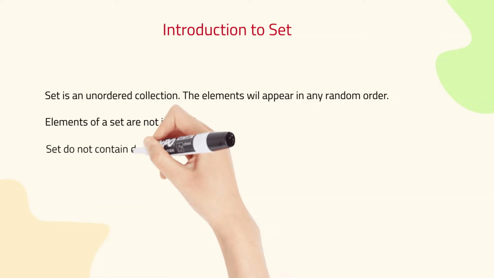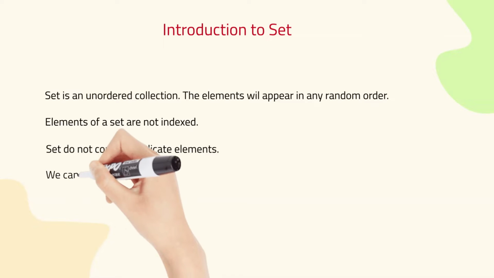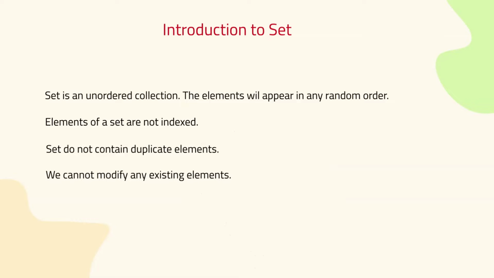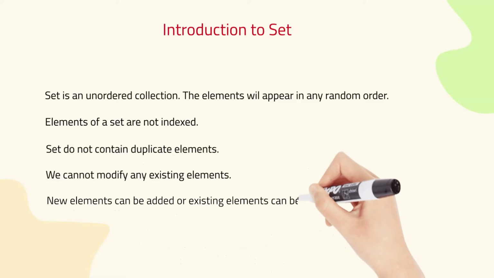Sets don't contain duplicate elements. While initializing the set, if we add duplicate elements, those are removed, which we can see while printing the complete set elements. We cannot modify any existing elements present in the set. However, new elements can be added and existing elements can be deleted from the set.